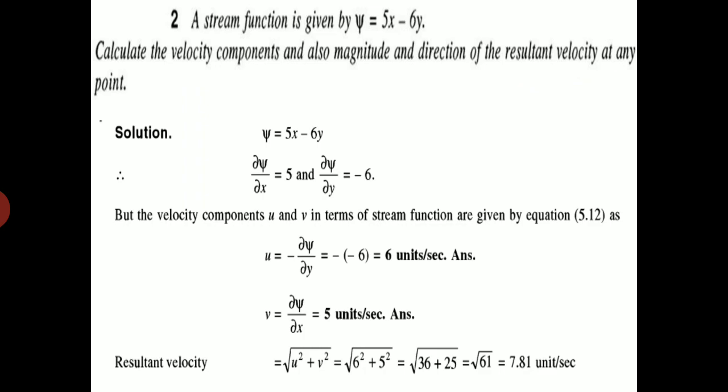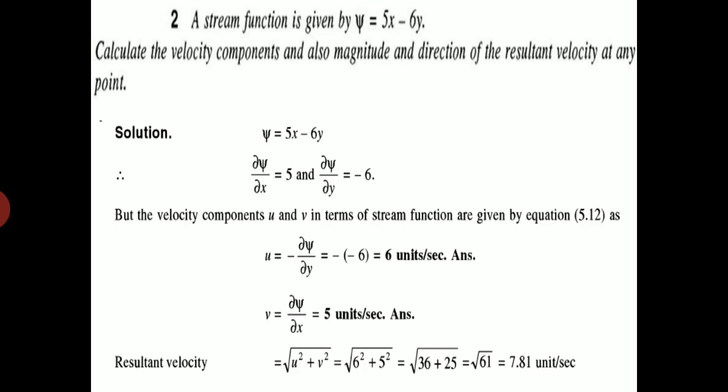So psi is given as psi equal to 5x minus 6y. Differentiating psi with respect to x and with respect to y, we get ∂psi/∂x equal to 5 and ∂psi/∂y equal to minus 6. We know from the formulas that u is equal to ∂psi/∂y and v is equal to ∂psi/∂x.